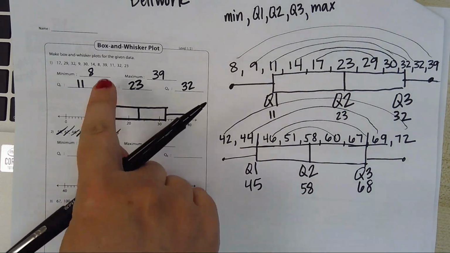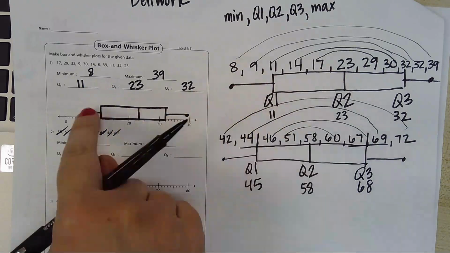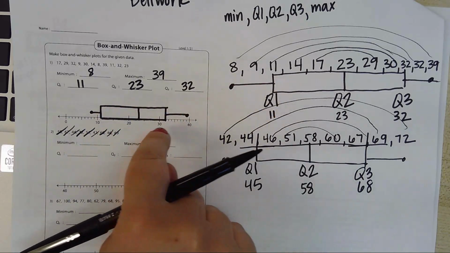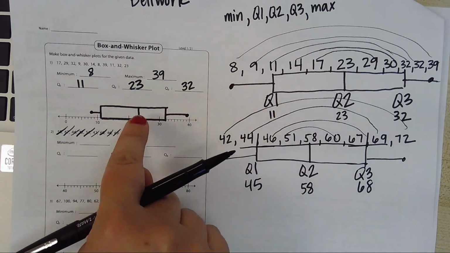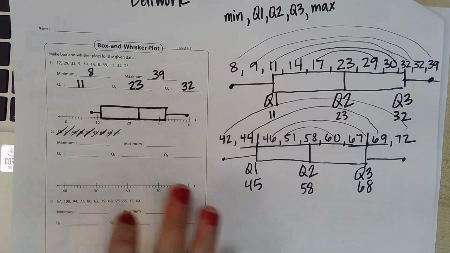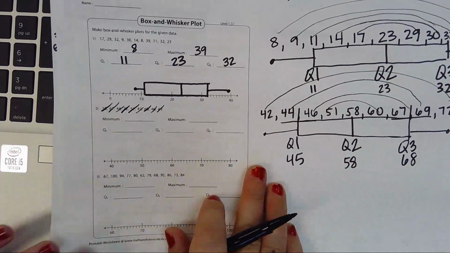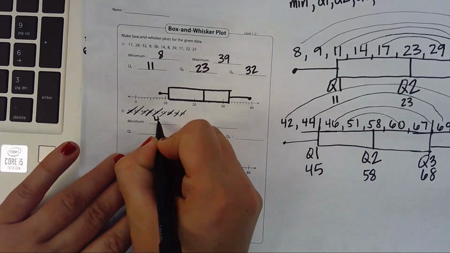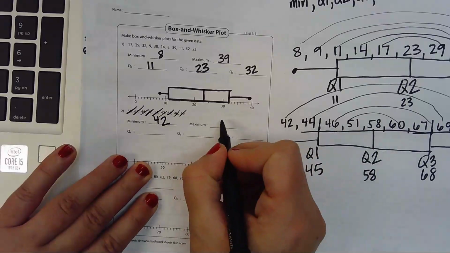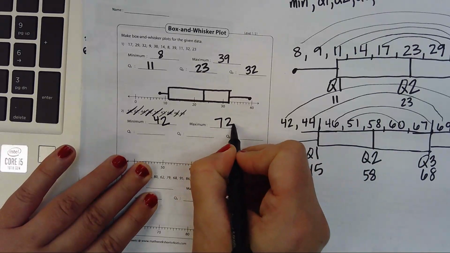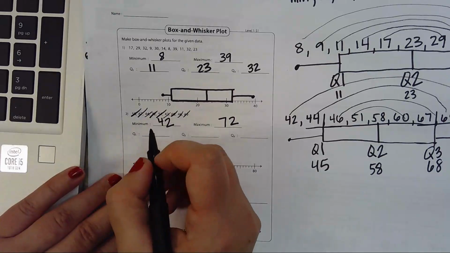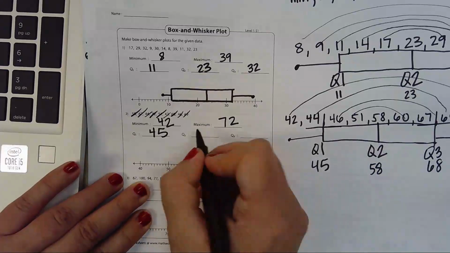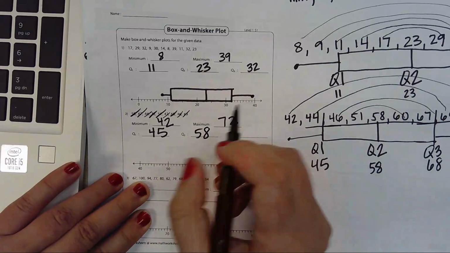And we found out on this left side, if we look at our top box and whiskers, are the whiskers the same length when we actually do it on a number line? No. Okay, so let's find out what this one's going to look like. So my minimum is 42. My maximum is 72. And then my Q1 is 45. My Q2 is 58. My Q3 is 68.